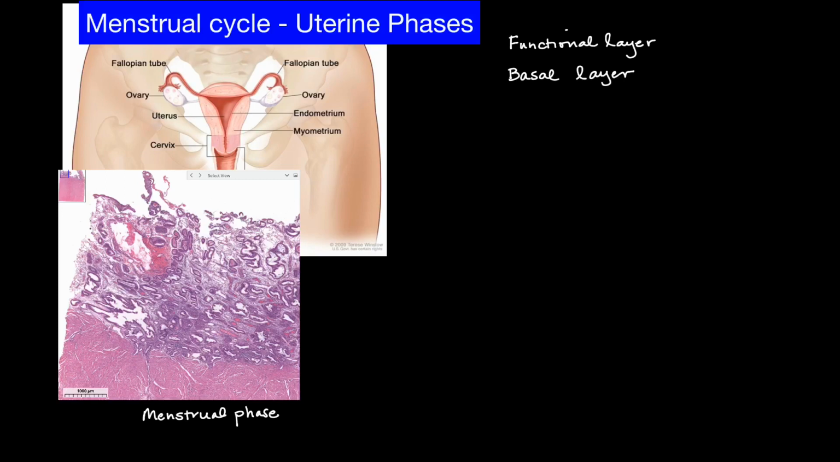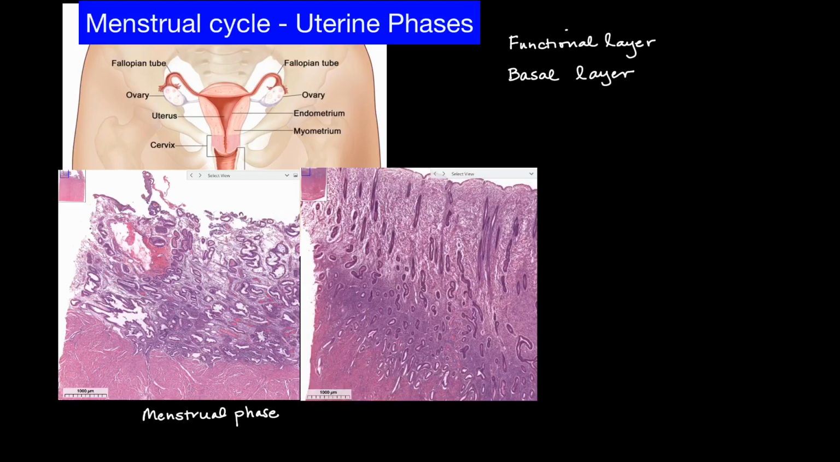So what we can see in this image is our functional layers kind of scattered, and that's just because the cells themselves are being shed. So all these layers of cells are dead and they can no longer function. So we're going to shed them through the vagina.